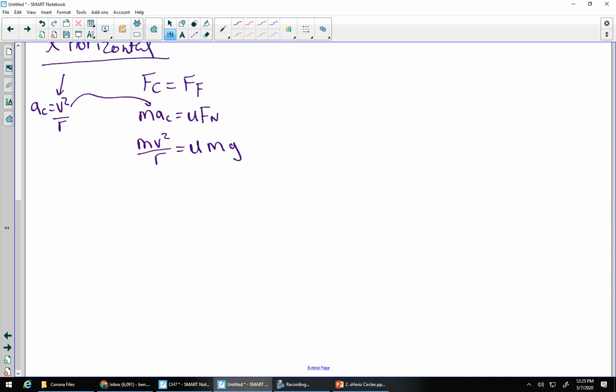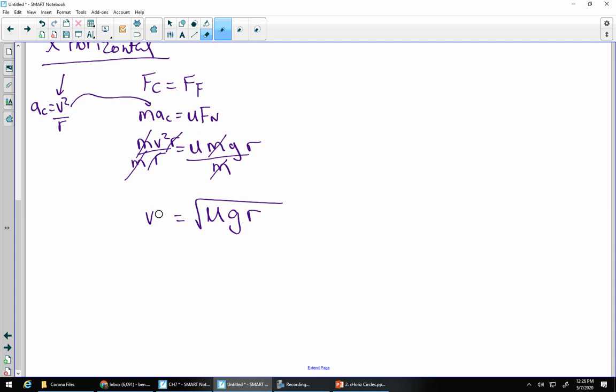So I'm going to divide both sides of the equation by mass, and mass cancels with mass, but hold on, mass also cancels with mass. Nice. Then I multiply both sides of the equation by r, and r cancels with r, and I got a bit of a mess, so I'm just going to rewrite this. I've got v squared is equal to mu g r. Don't really want v squared, so I'll just take the square root of both sides of the equation, so I can get rid of that little guy right there, and all I got to do is plug in numbers.